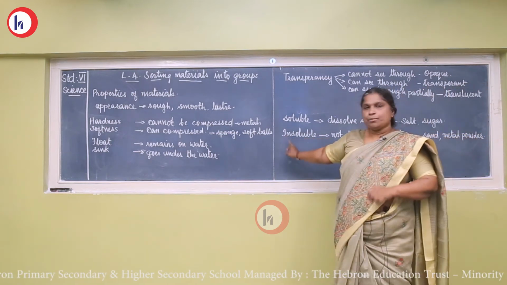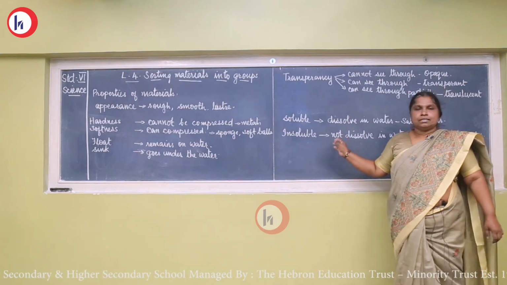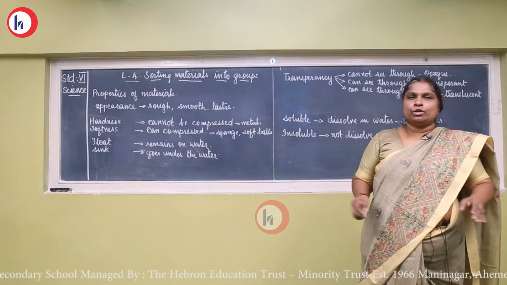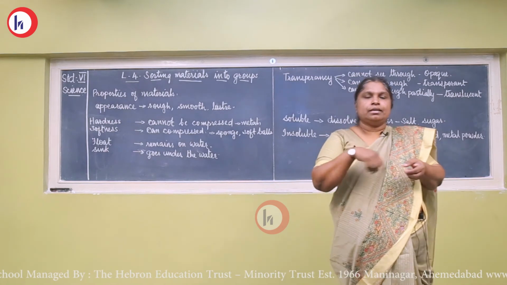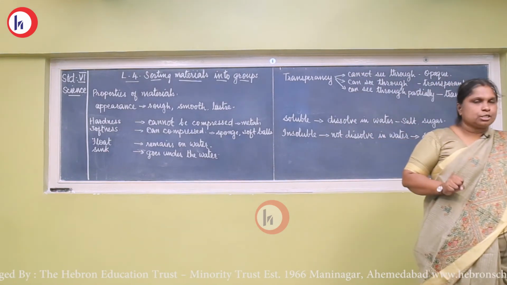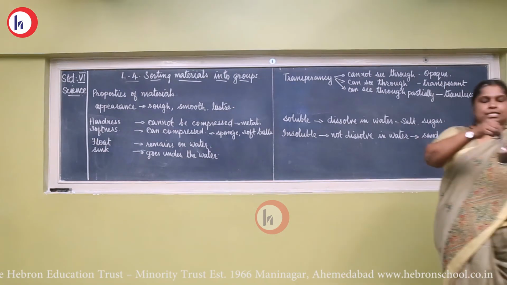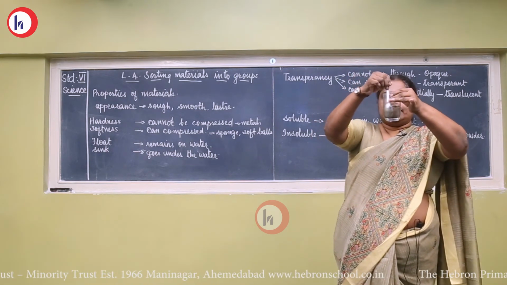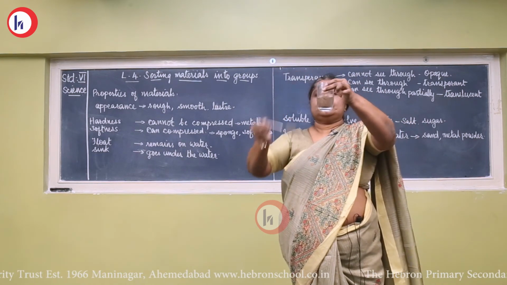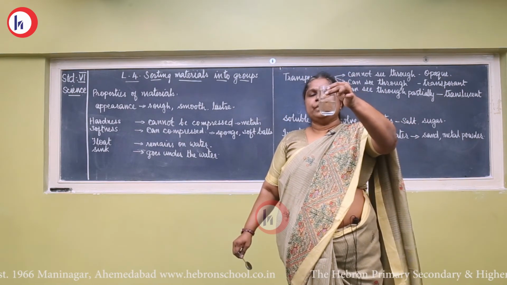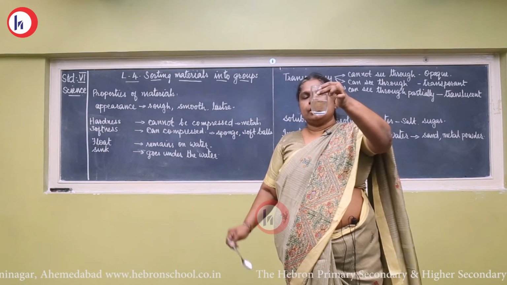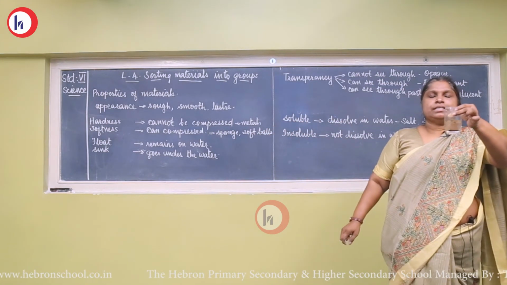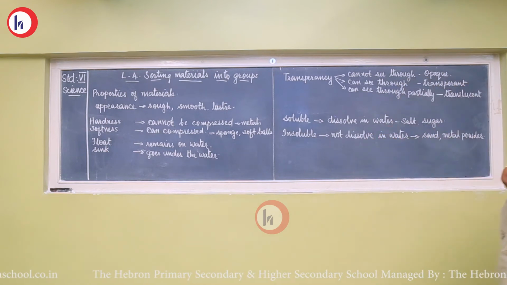Next property is insoluble. Insoluble means the substances which do not dissolve in water. Whatever we put in and stir, it never dissolves in water. For example, some iron dust in the water. See, it never gets mixed with water, it never dissolves in water. This is insoluble. Iron dust is an example of an insoluble substance.